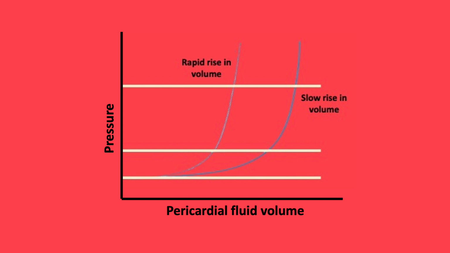The compliance of the pericardial sac can be affected by disease, i.e. pericardial mesothelioma or scarring. Importantly, also, fluid composition, for example blood, readily clots within the pericardial sac, which results in a more rapid transmission of pressure change.